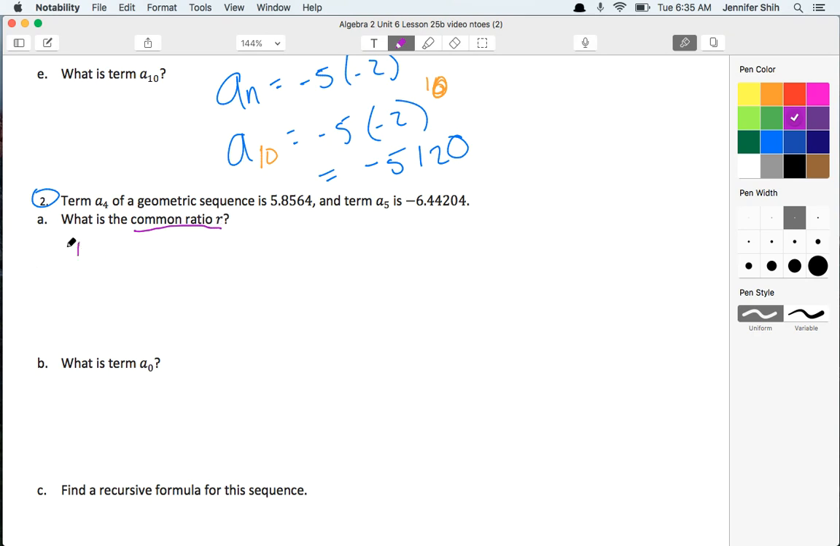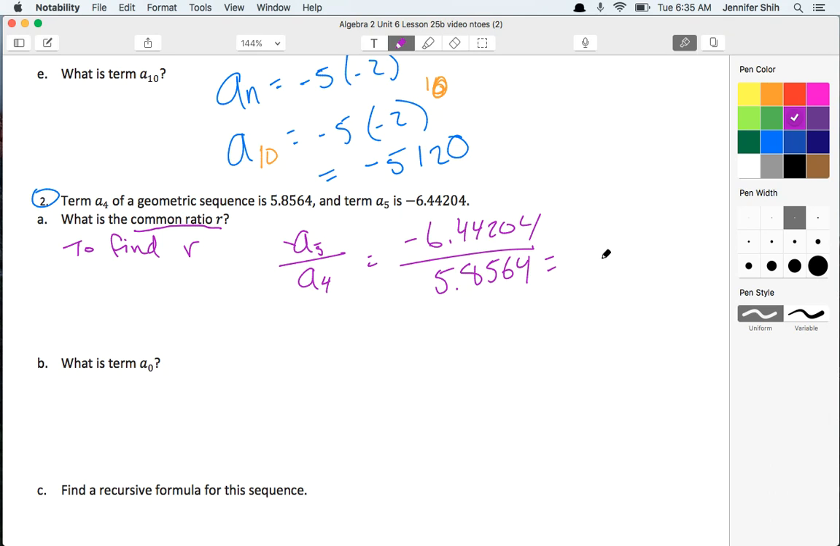To find R, take any term, the bigger term, n plus 1. Take the bigger term, whatever they give you, divide it by the smaller term. Because if you have a sequence of numbers, the ratio is when you divide them. So all you have to do is divide the later term by the previous term.